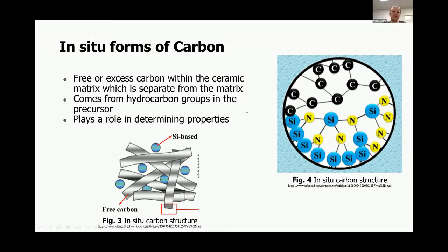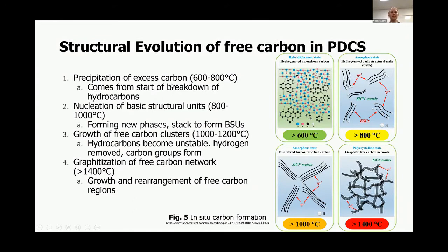So because it does exist within the PDC's microstructure, free carbon is going to play a role in determining some of the resultant properties, which I'll talk about in a few slides. And then as you can see here in figure 3, it's just kind of a different way of looking at it. The free carbon kind of forms like structures and kind of walls around that silicon portion of the ceramics. So this is kind of a general outline of the formation of free carbon within the polymer derived ceramics.